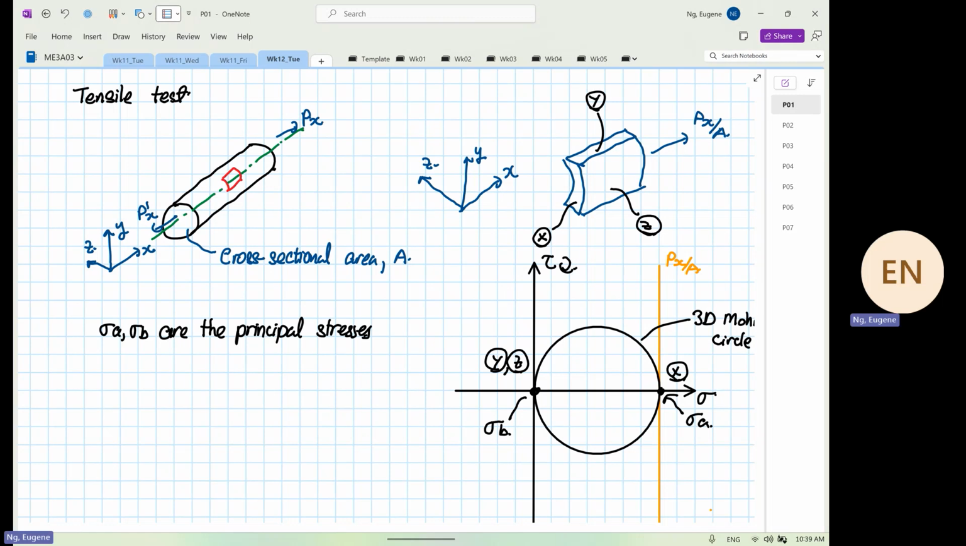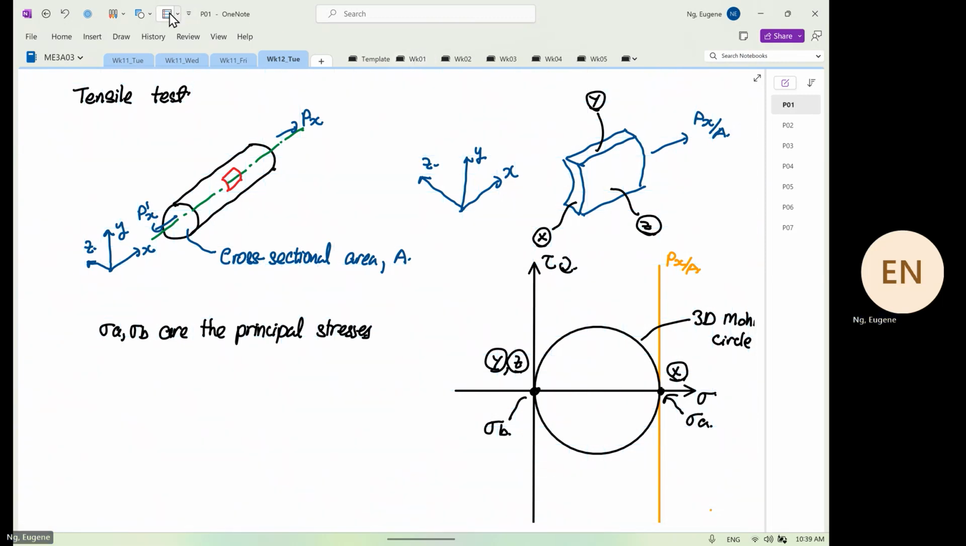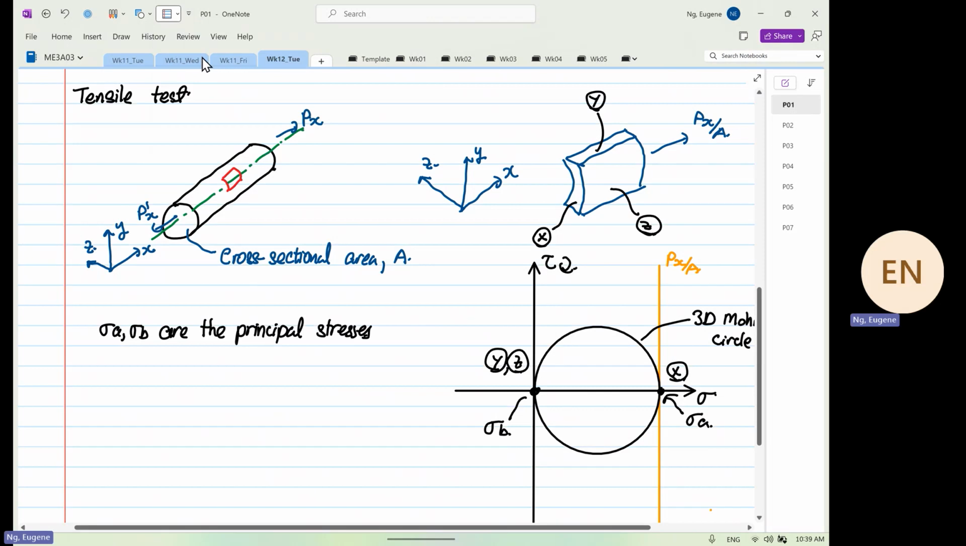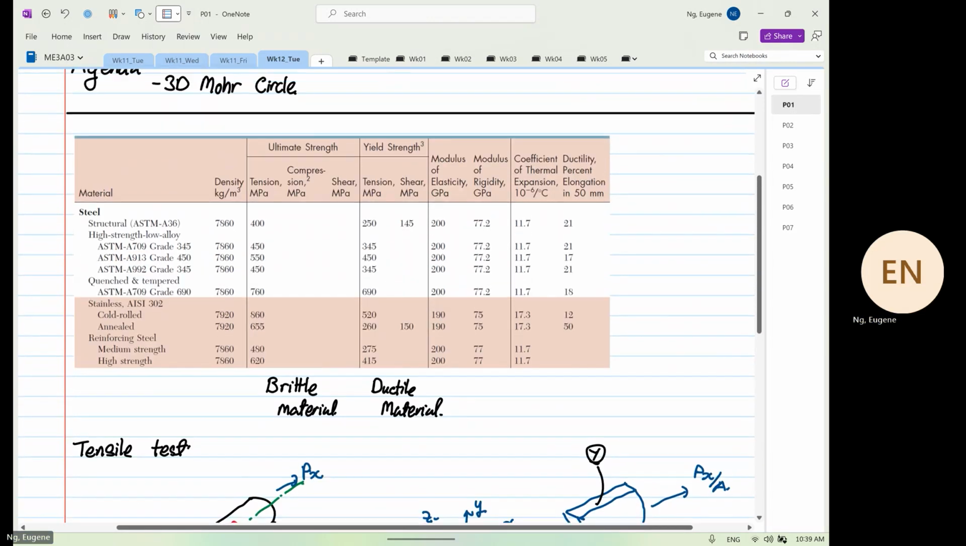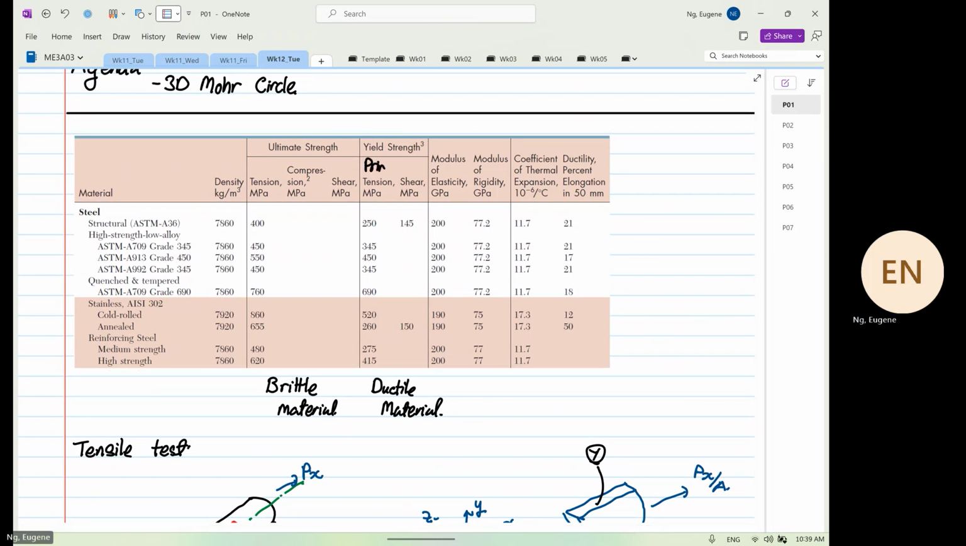So why are we doing this? Now, if we were to go back to our table, over here, these values in tension, what is given to us are the what?